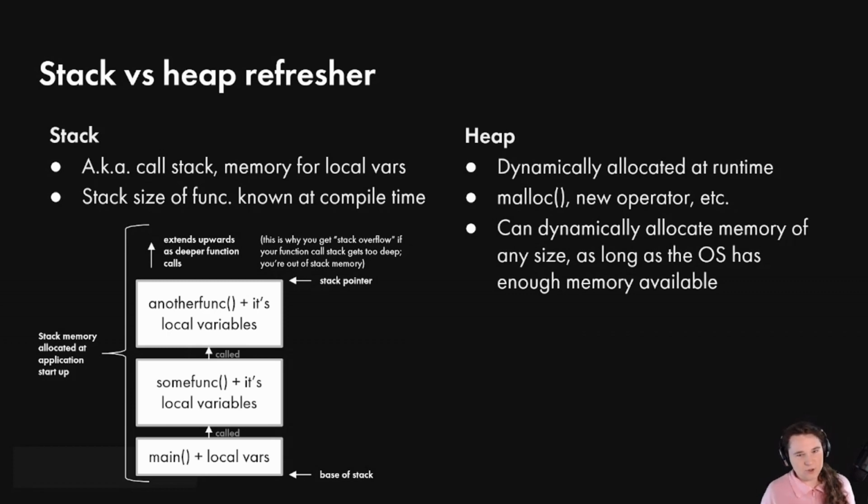Then we have the heap, which is dynamically allocated at runtime. This is where, if I want to, in C#, if I create a new class, the class ends up on the heap. You can dynamically allocate memory of any size as long as the operating system has enough memory available. Importantly enough, if you allocate memory here, you also need to release it because, well, at least in C++, there isn't something that's going to do that for you. So that's the stack versus the heap.